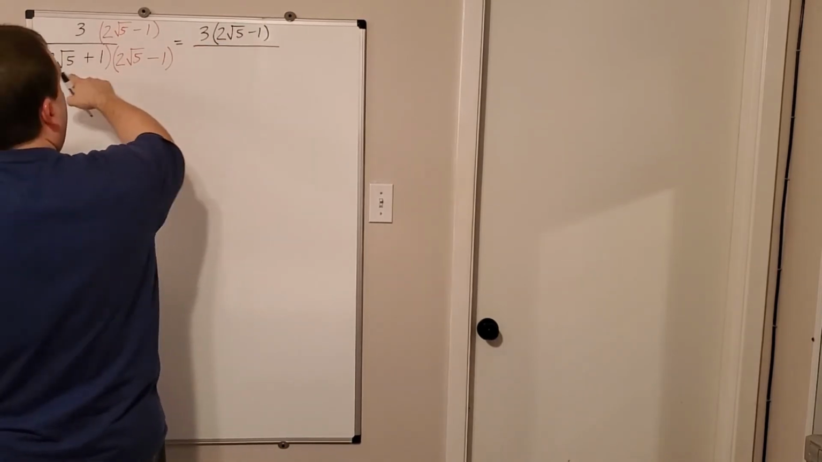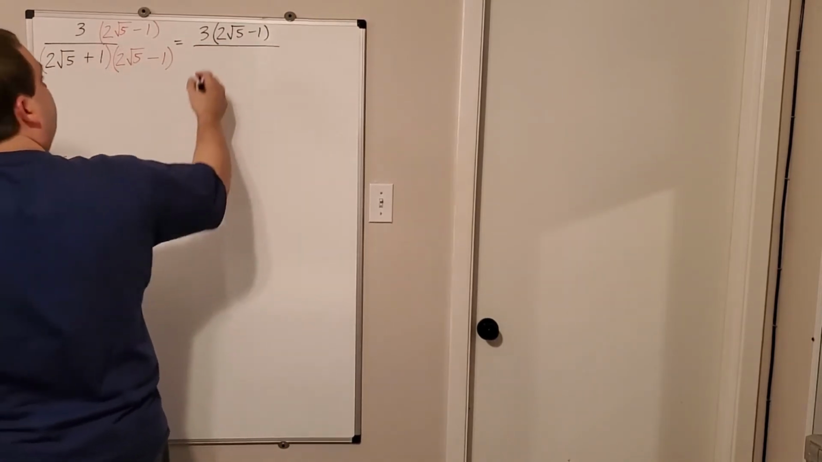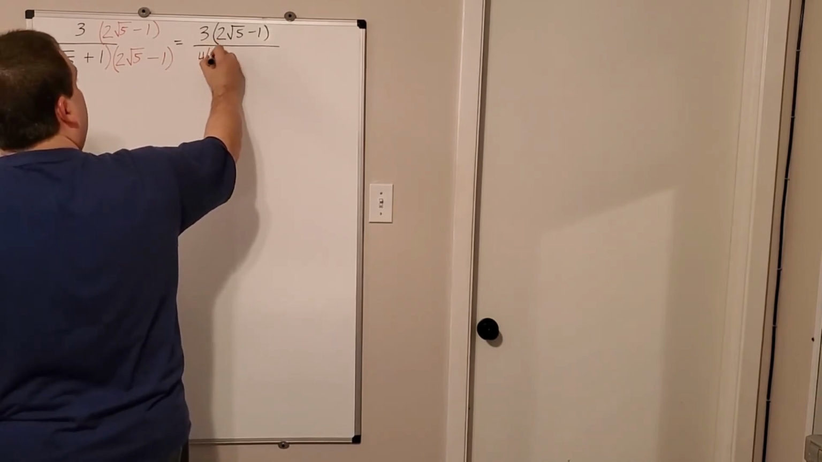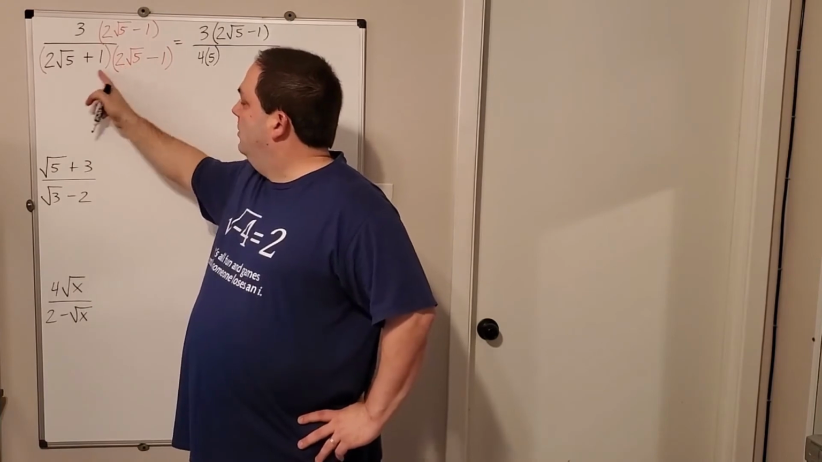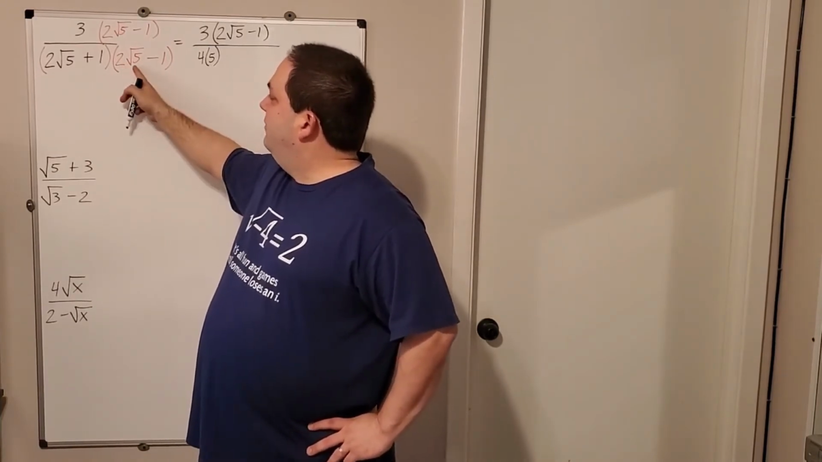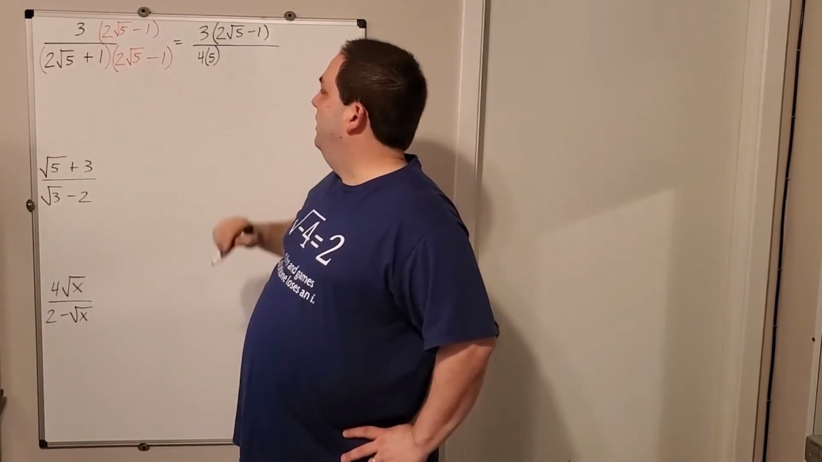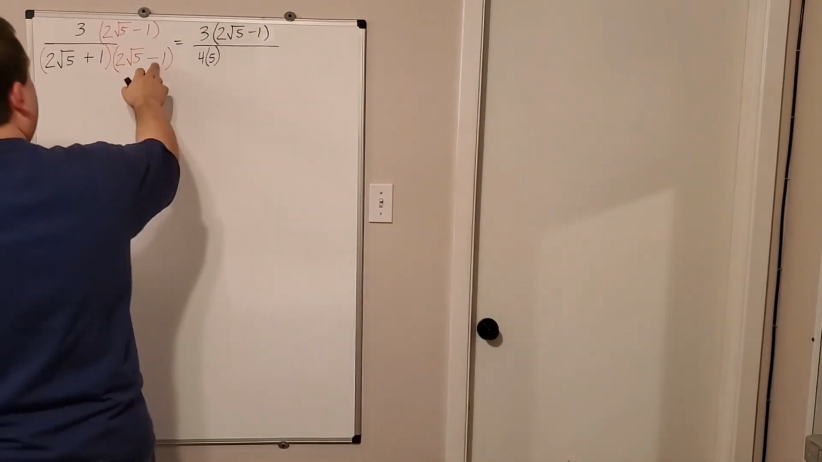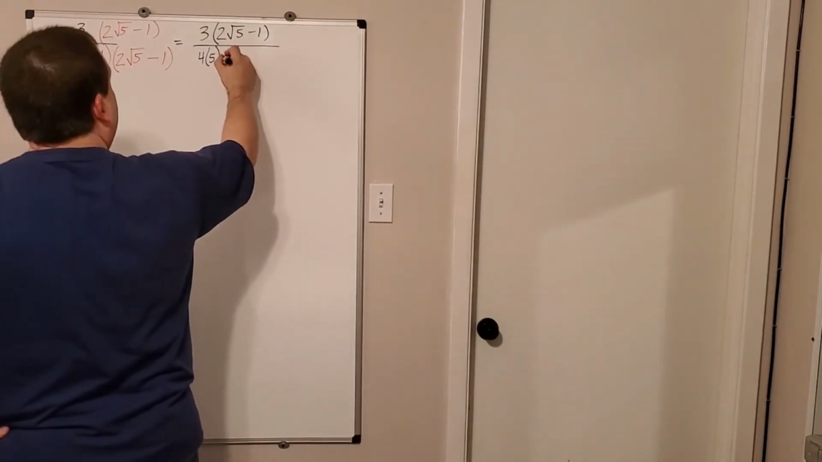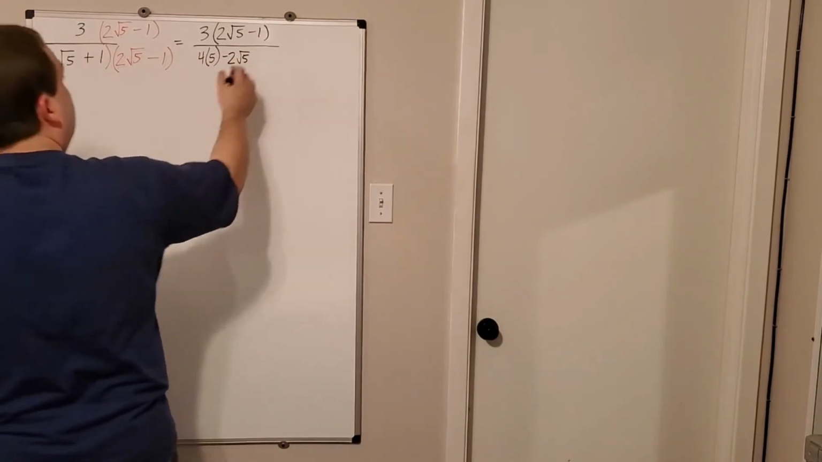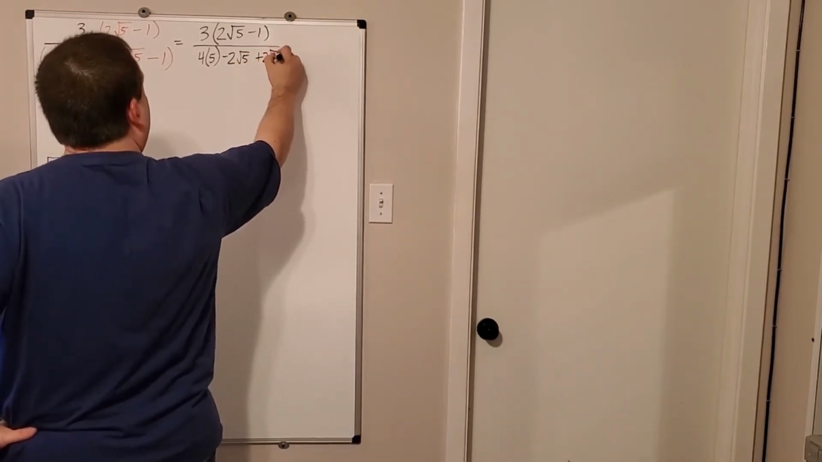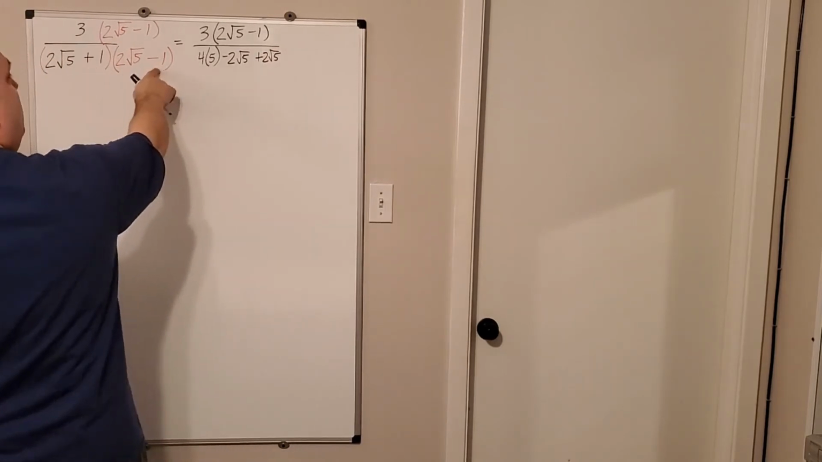So I've got 2 square root of 5 times 2 square root of 5, which is 4 times 5. Let's go through that one more time, right? The 2 times 2 is 4. Square root of 5 times square root of 5 is square root of 25, which is 5. I've got a minus 2 square root of 5. I've got a plus 2 square root of 5. And I've got a minus 1.